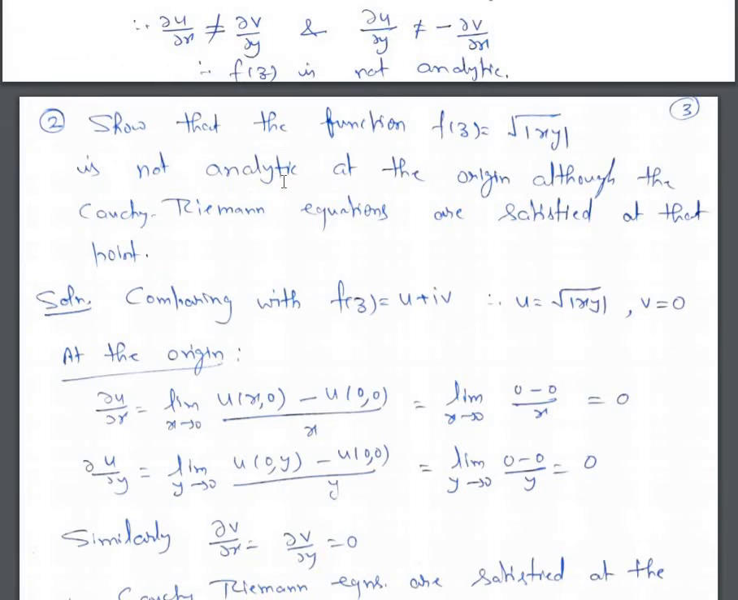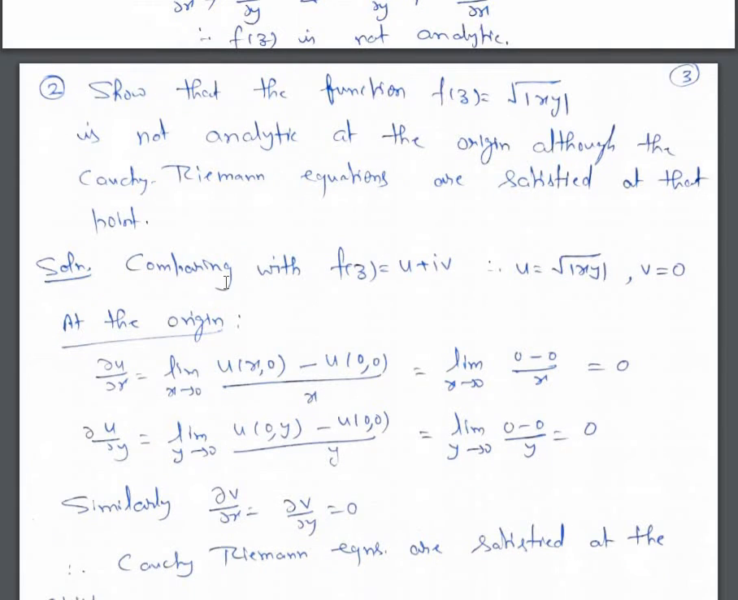Let's take the second example. Show that the function f(z) equals the square root of |xy| is not analytic at the origin. Means we will show that the function is not differentiable at the origin, because if a function is not differentiable, then it is not analytic, although the Cauchy-Riemann equations are satisfied at that point. So comparing with f(z) equals u plus iv, we have u equal to the square root of |xy| and v equal to 0.